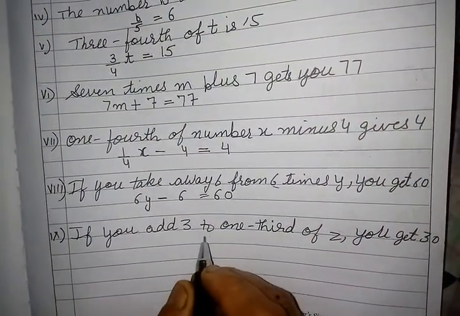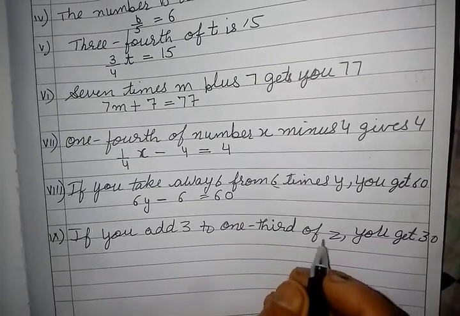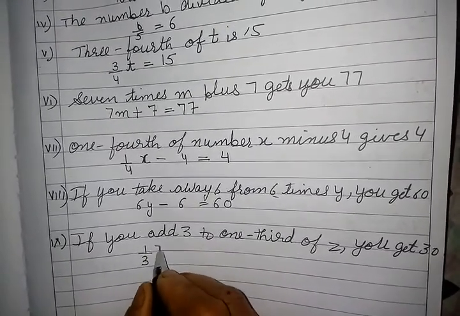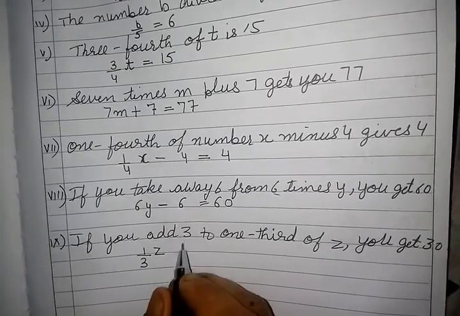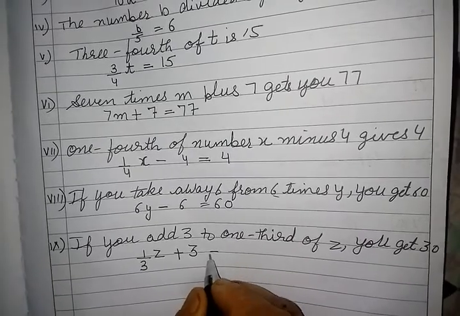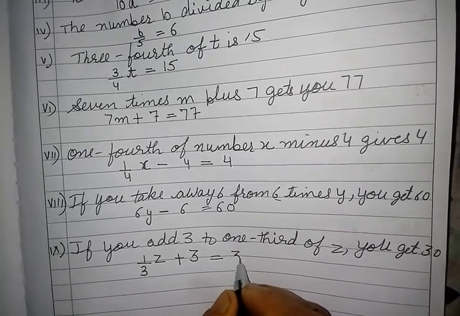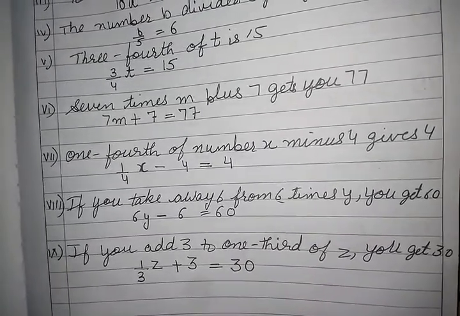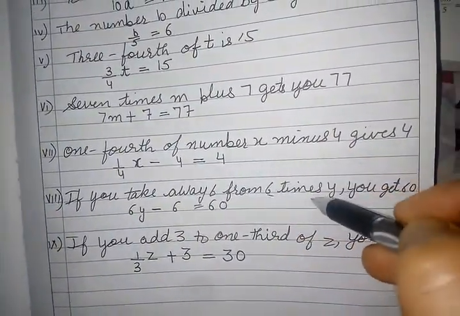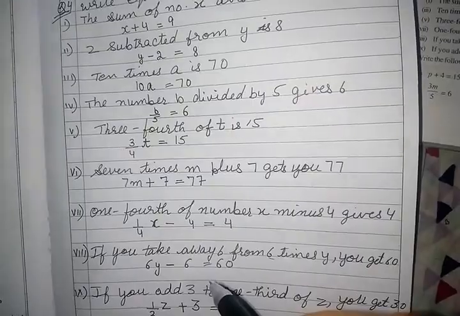If you add 3 to 1/3 of z, 1/3 of means multiply, z, and what do we have to add? 3. You get, means equal to, 30. So in this way, in place of these statements, we have to write equations.